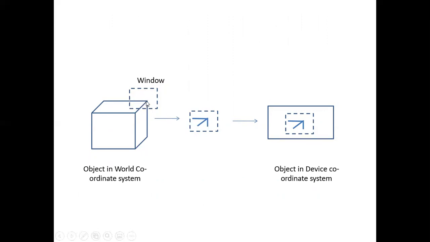You can see here this line and this line. This part of the picture is clipped and it is mapped to my device coordinate system. This is my display screen and this is how the object in the device coordinate system looks. So this is what we mean by viewing transformation: transforming window coordinates to viewport coordinates. This is my viewport, whereas this is called the clipping window.